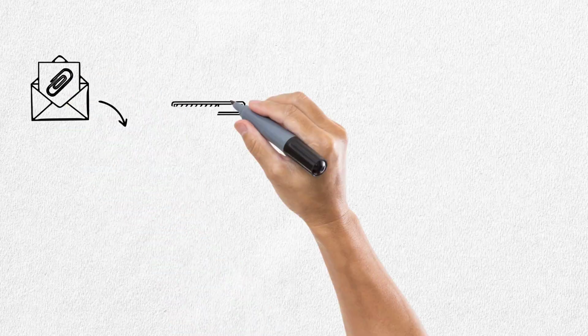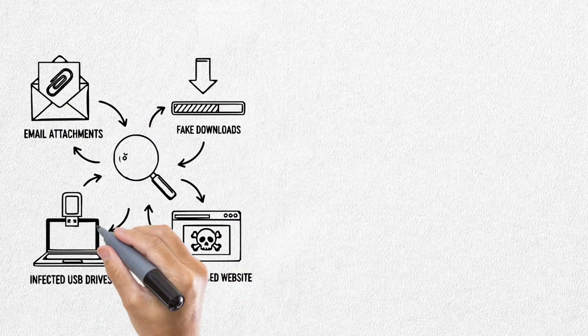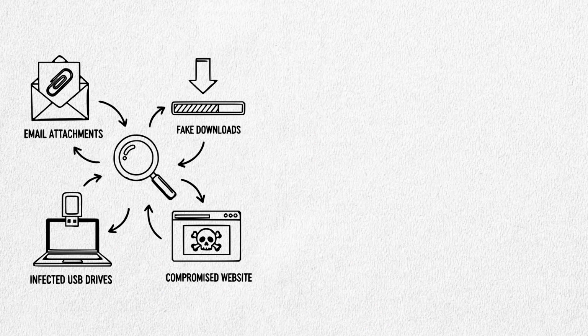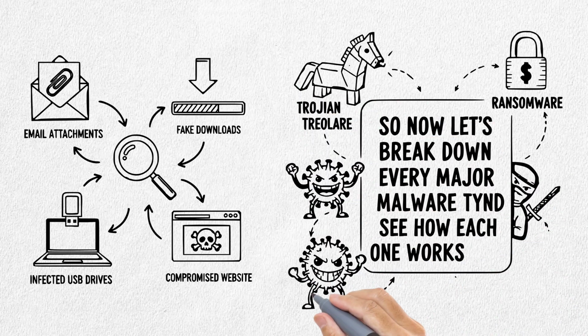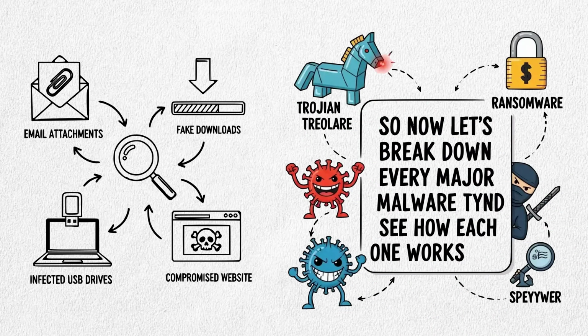It can spread through email attachments, fake downloads, infected USB drives, or even just by visiting a compromised website. So now let's break down every major malware type and see how each one works.